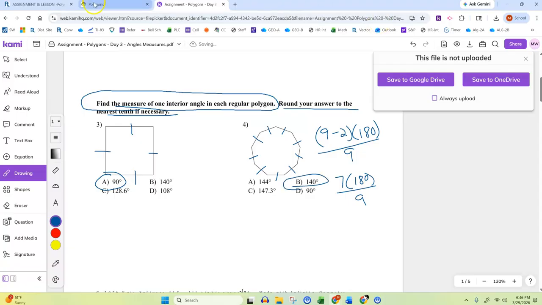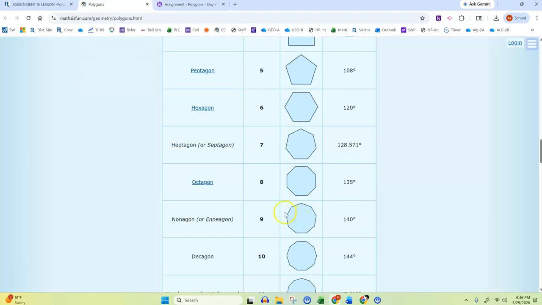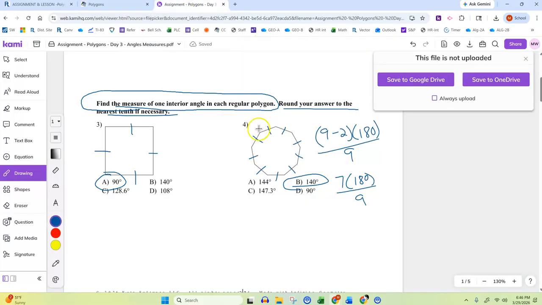Let's see if it's on the chart. That's got 9 sides. 9, okay, so it's 140. So you can use this chart, but you won't have this chart on the test, okay? On the test, unless you take notes for all the different ones, you won't have that if you take a quiz or a test, okay? So that's how you find out the individual one interior angle. Again, just one interior angle, okay?